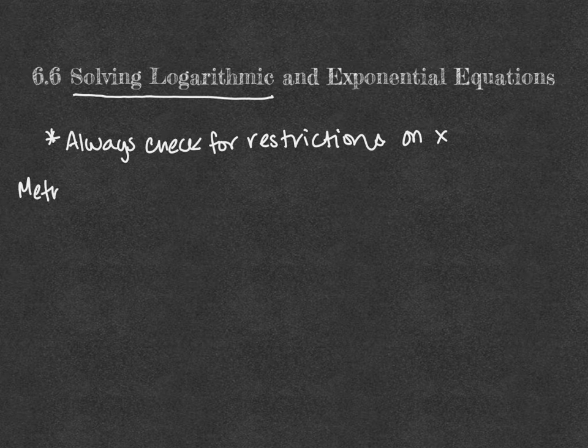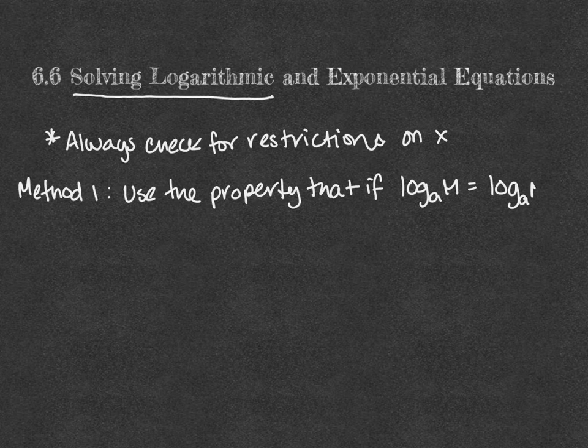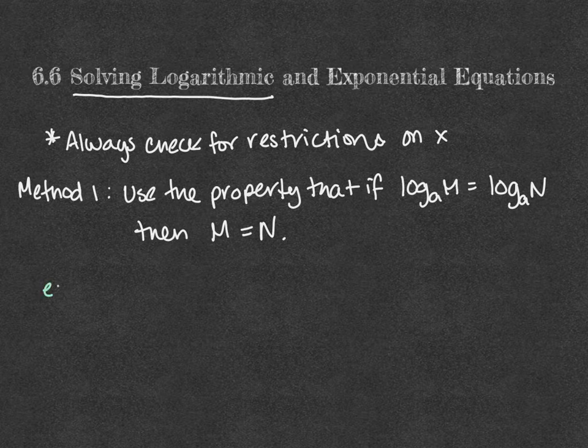Now, method one, I'll remind you, was to use the property that if you have two logarithms with the same base equal to one another, then the conclusion that you can make is that their insides must also be equal to one another. And so here's an example of solving a problem like that.